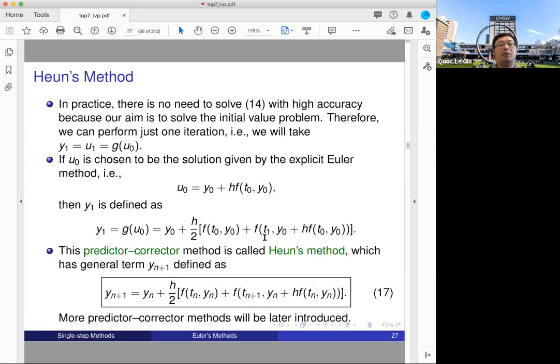And now you can see that Heun's method is now an explicit method, because on the left you have y_{n+1}, but on the right everything is just y_n. This is said to be a class of predictor-corrector method. You give some initial guess, you put it in, and you get out the correction, y1.